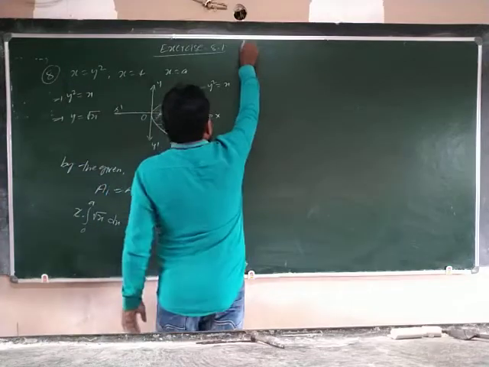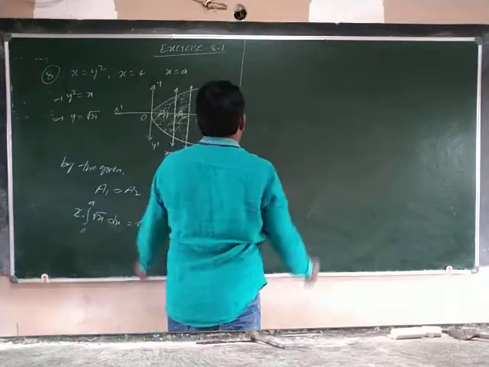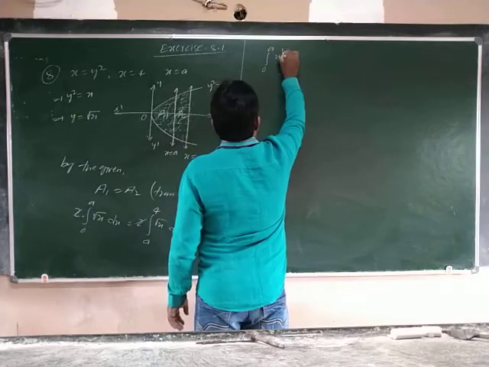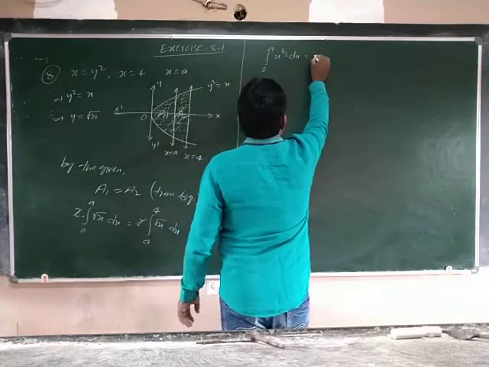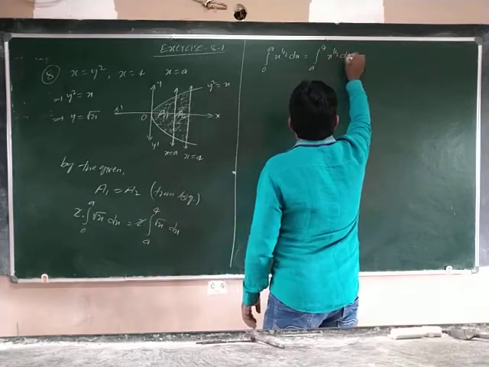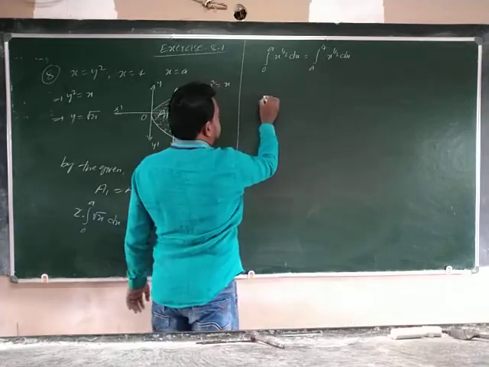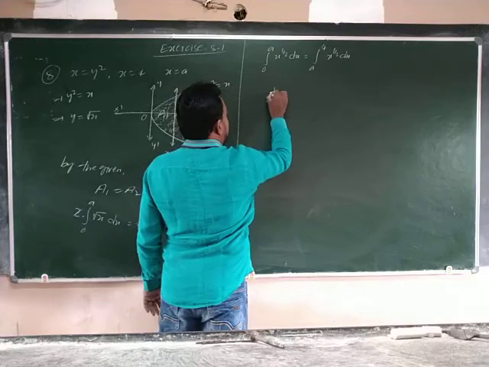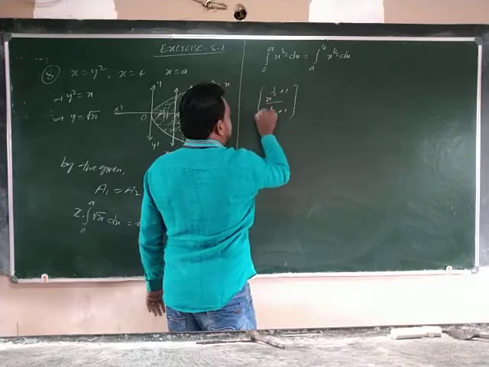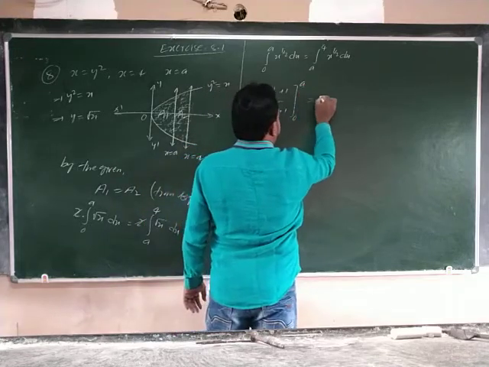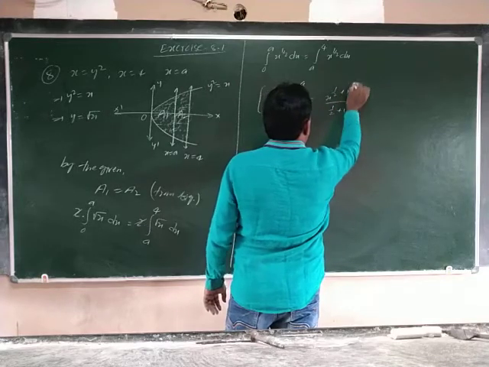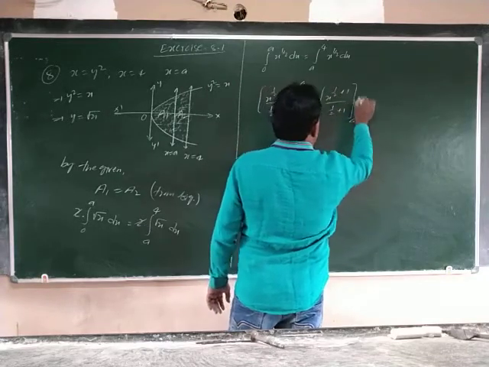Next, integration of root x. So nothing but integral of 0 to a, root x means x power of 1 by 2 dx, is equal to integral of a to 4 x power of 1 by 2 dx. The integration of x power of 1 by 2 is x power of (1 by 2 plus 1) by (1 by 2 plus 1), limits over 0 to a. This is also x power of (1 by 2 plus 1) by (1 by 2 plus 1), limits over a to 4.